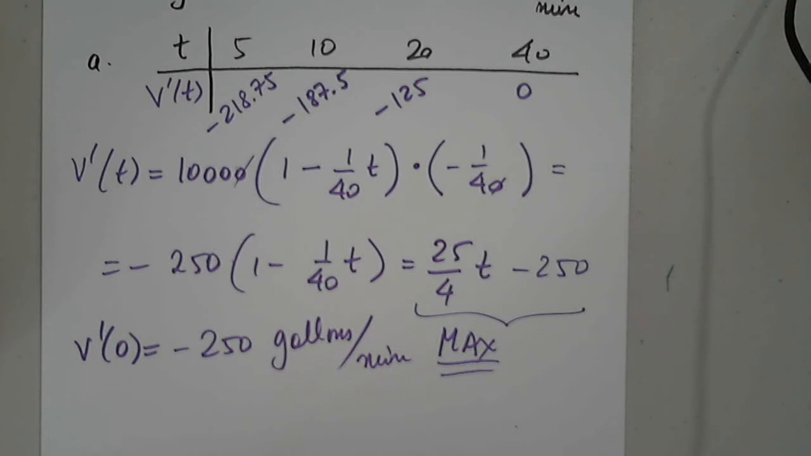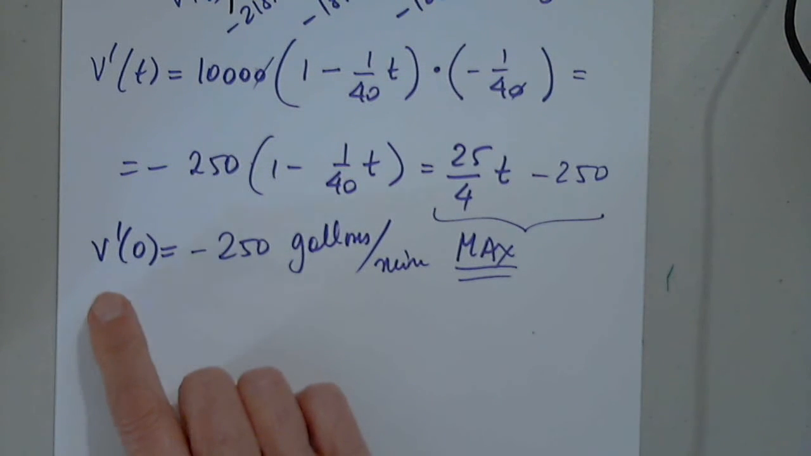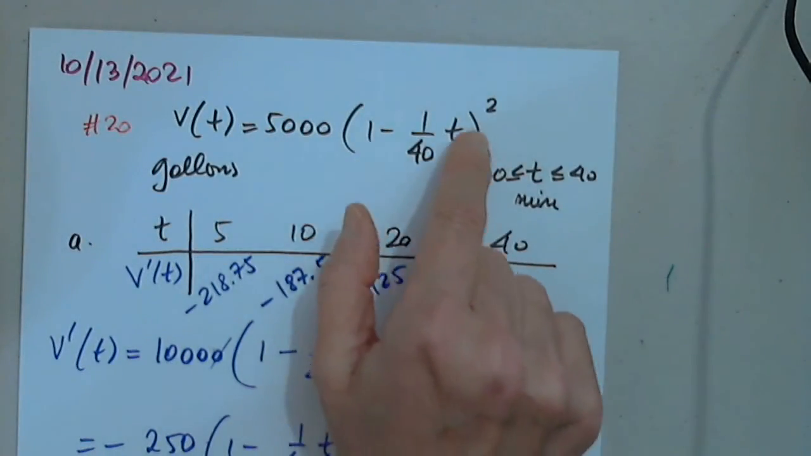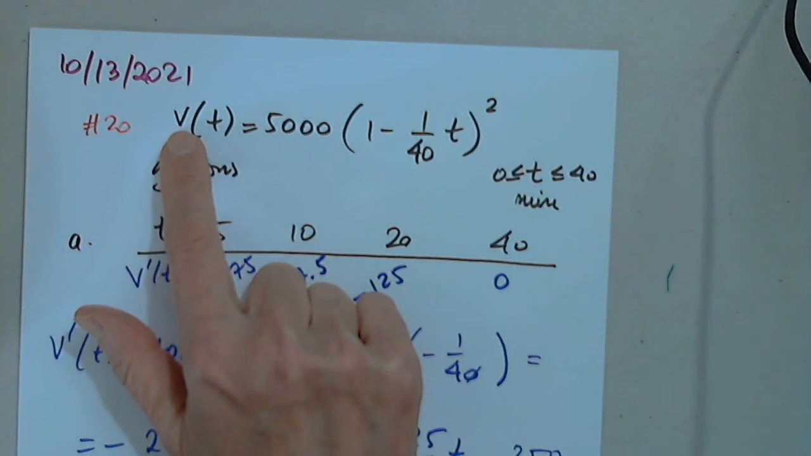Professor, I have one question. V prime is always equal to S, correct? Speed. Or can it be something else? Yes, it is speed if this is distance. But this is not distance, it's volume.